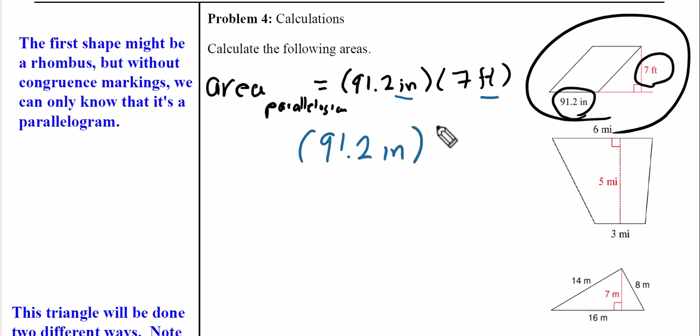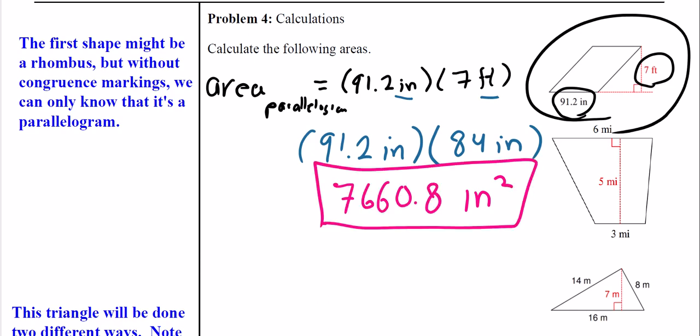So I want to change the 7 feet to inches. There are 12 inches in a foot, so that makes it 84 inches. You see, they have the same units, inch and inch, which means if I multiply this, I get inch squared. And that's legit. We can do that.